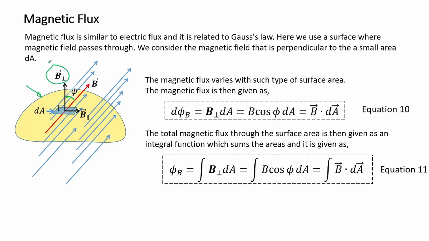The magnetic flux is then given as equation 10. The total magnetic flux through the surface area is then given as an integral function which sums the areas, and it is given as equation 11.